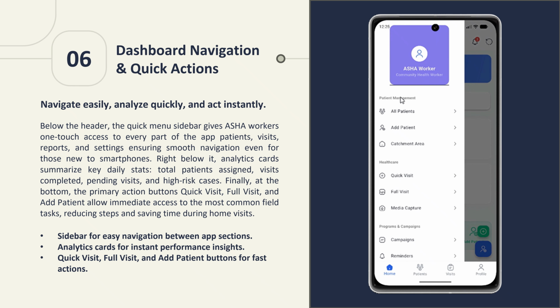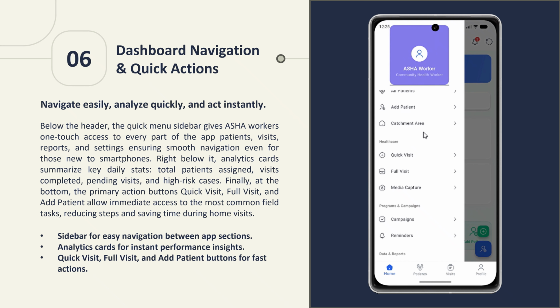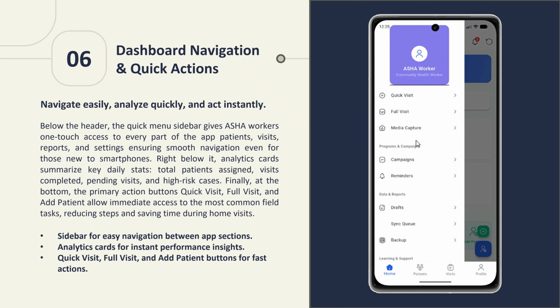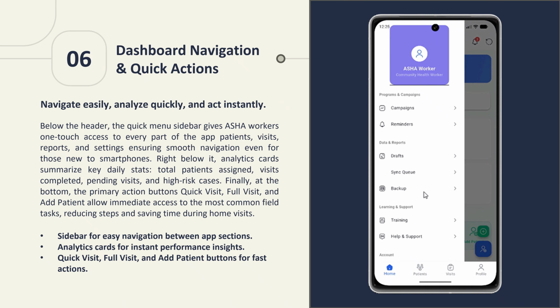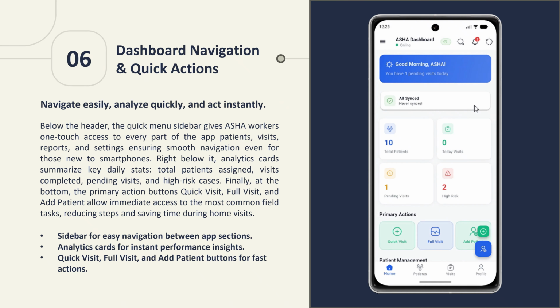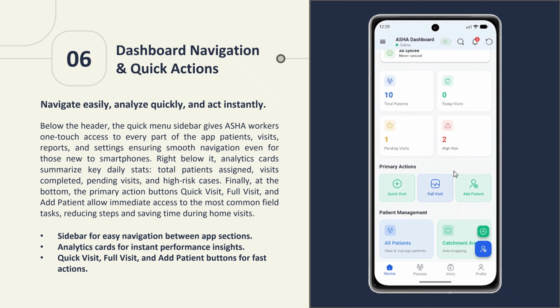Next, at the top of the dashboard, we have a quick sidebar menu, allowing users to easily access all the features of the app. This provides smooth navigation and ensures that Asha workers can move between sections effortlessly. Below that, the Quick Analytics card displays full statistics, including the total number of patients, total visits, pending visits, and high-risk patients. These cards ensure an immediate overview of their work progress and priorities. Then we have the primary action buttons for quick visit, full visit, and add patient, enabling field workers to perform essential actions right from the dashboard.